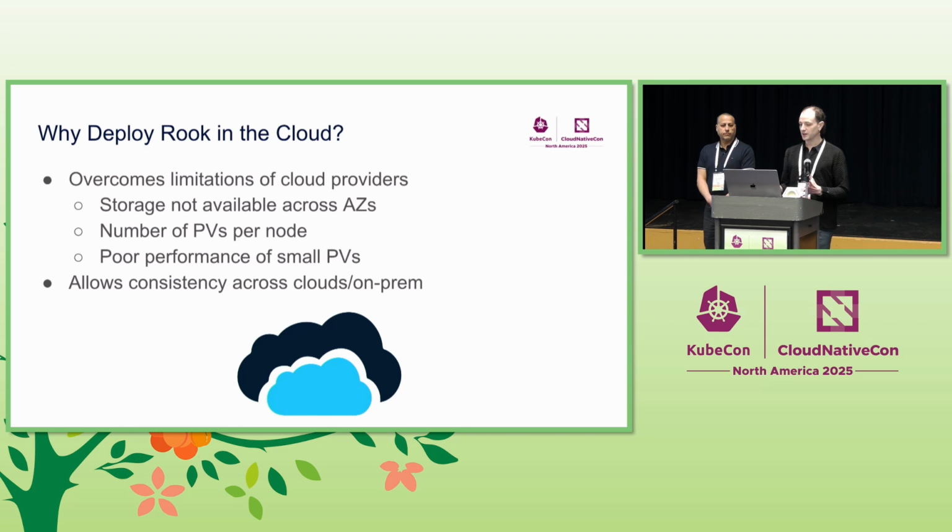One of the questions that often comes from this is why would you deploy Rook in the cloud? This is something I'm also pretty interested in, and some of the reasons our users give is that some clouds just have limitations. Your storage may not be available across availability zones, or you may be too limited on the number of PVs that you can have per node, or if you really only need small PVs, your performance may be limited. Beyond these, Rook can also just allow consistency across clouds, or if you want to include on-prem as well.